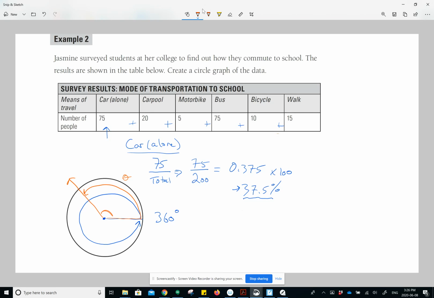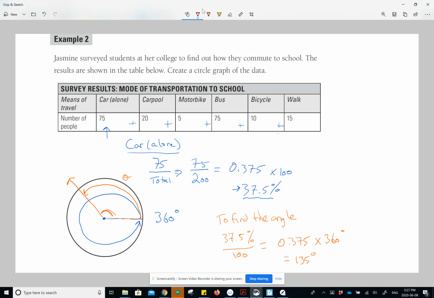Now, how am I going to find that angle there? Well, it's a simple calculation. I take my 37.5%, divide it by 100 to make it a decimal again. So it's 0.375, and then multiply that number by 360 degrees. When I multiply 0.375 by 360, I get 135. 135, and it will be degrees.